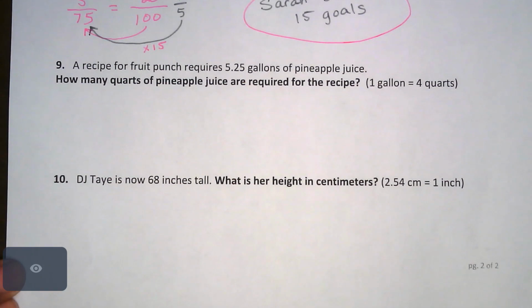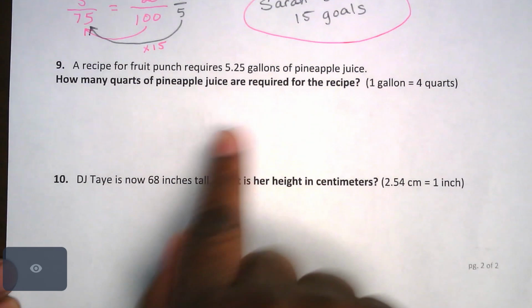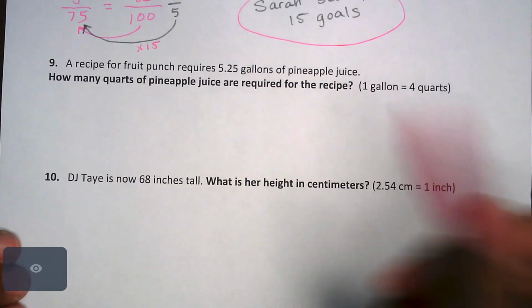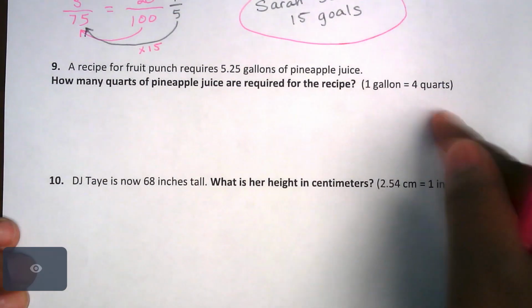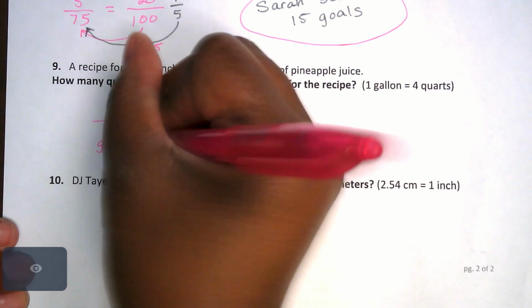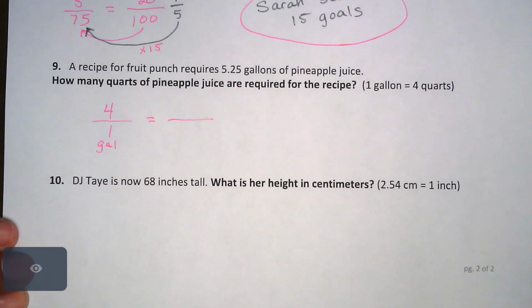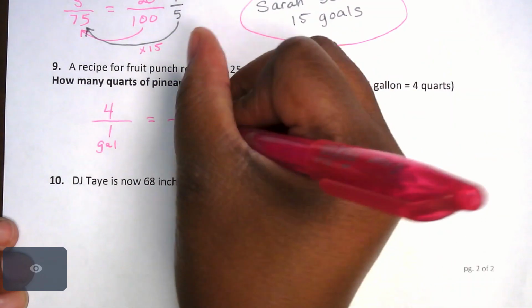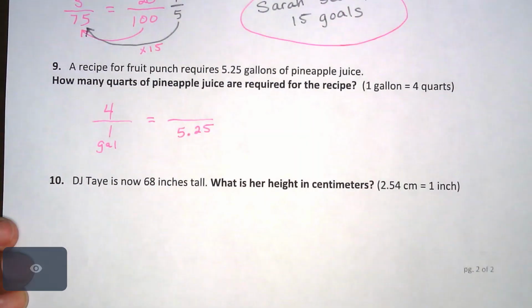Number 9. A recipe for fruit punch requires 5.25 gallons of pineapple juice. How many quarts of pineapple juice are required for the recipe? So notice it tells us that 1 gallon equals 4 quarts. That's our conversion factor, ladies and gentlemen. So I'm going to go ahead and set this up as a unit rate. 1 gallon for 4 quarts. So I'm going to compare that gallons to gallons, and my problem is 5.25. And I'm trying to figure out the quarts. I'm going to use Q for quarts.